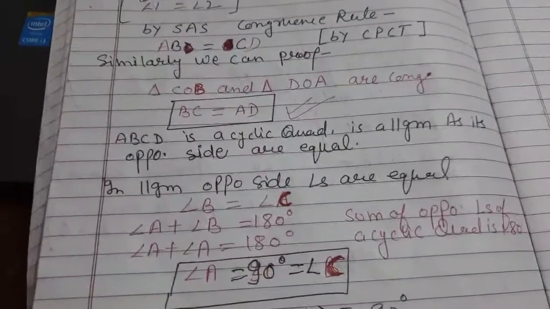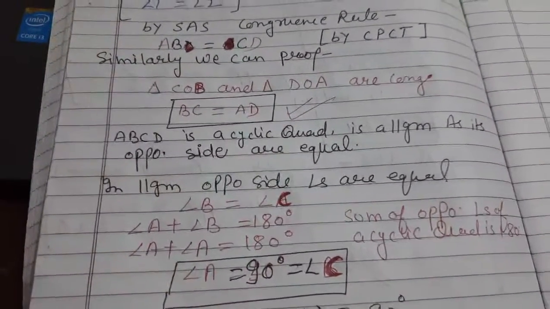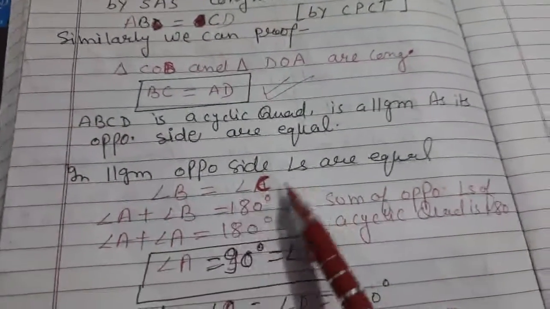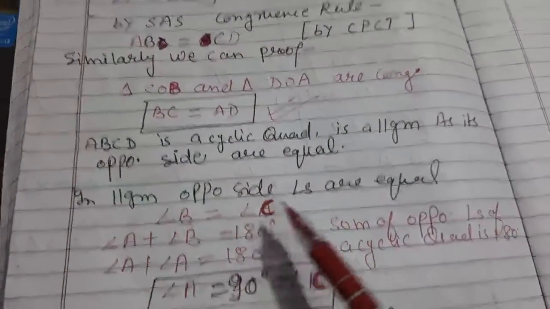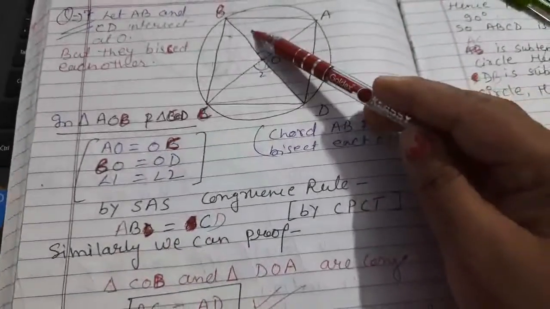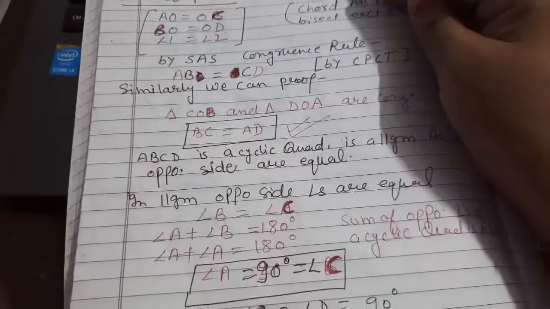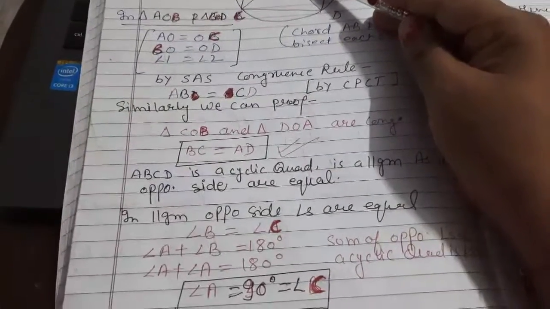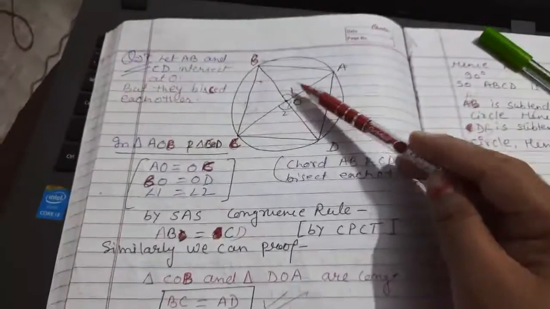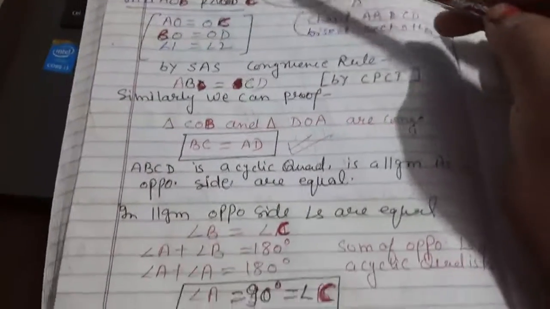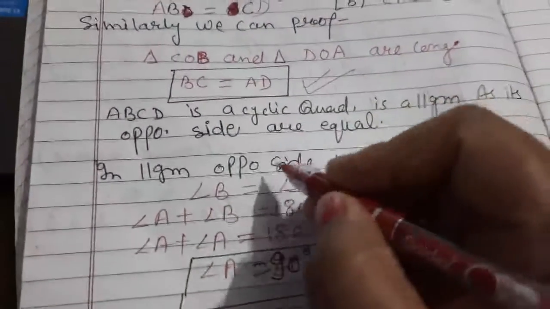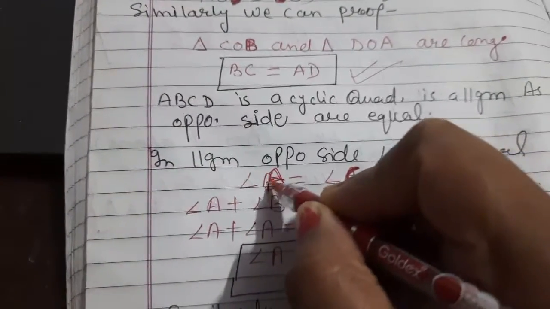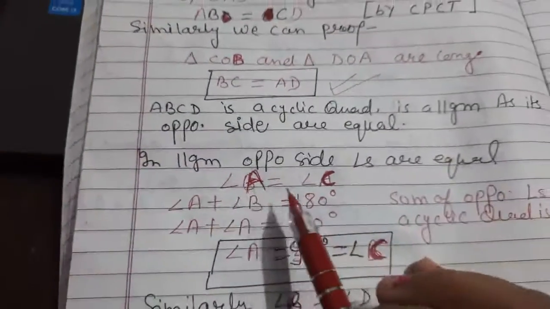Okay. First it was a cyclic quadrilateral, and now we have proved it is a parallelogram. So opposite angles of a parallelogram are equal. Angle B equal to angle D and angle A equal to angle C.